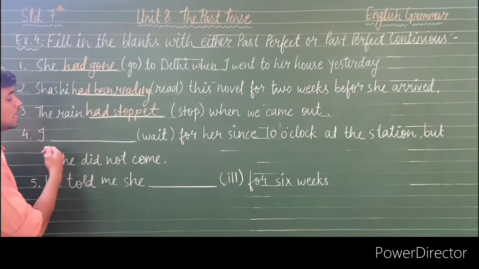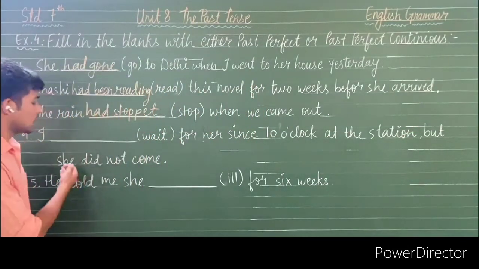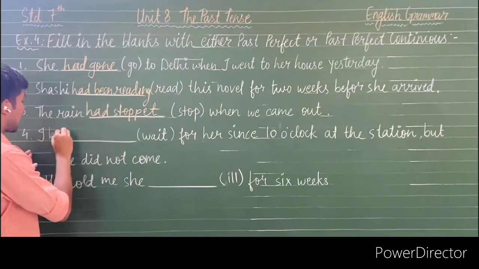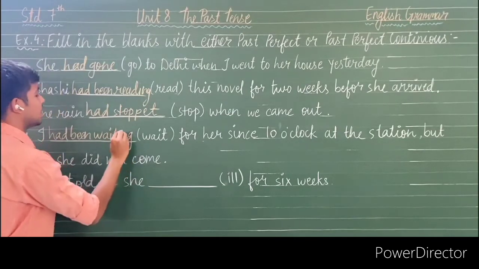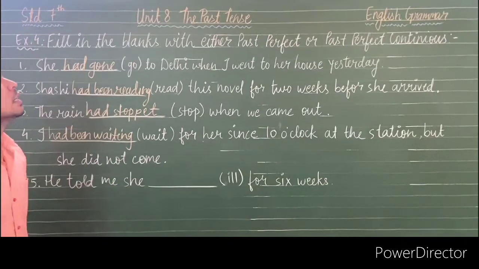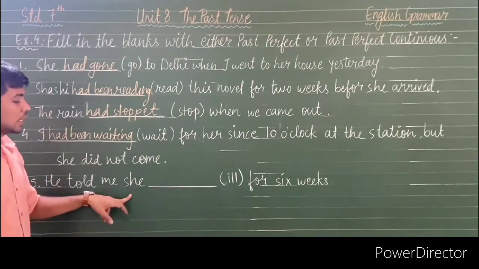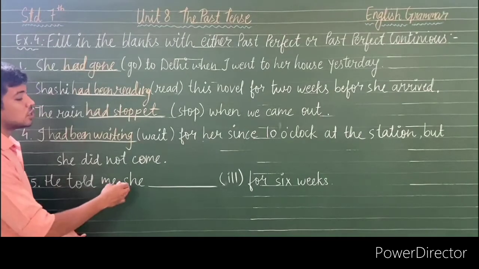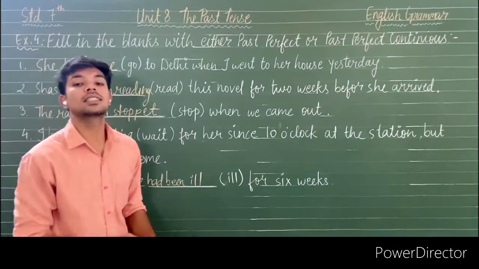Number fourth one: I blank, in bracket we are having wait, for her since 10 o'clock at the station, but she did not come. So wait will have the answer: I had been waiting. "Had been waiting" represents the past perfect continuous form of the verb. I had been waiting for her since 10 o'clock at the station, but she did not come. Now the fifth one: he told me she blank, in bracket ill, for 6 weeks. So he told me she had been ill for 6 weeks.